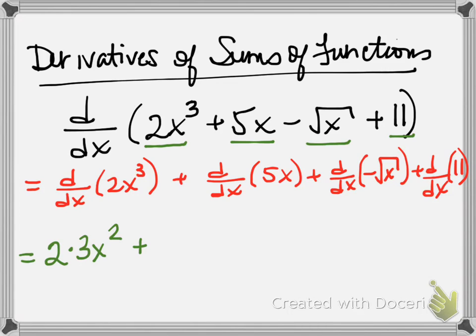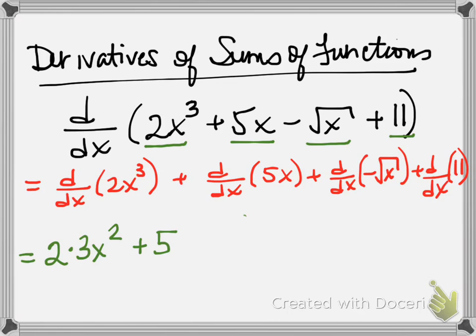plus the derivative of 5x. You can either think of the derivative of 5x as the derivative of a linear function, so we just take the slope, or you can think of it as 5 times the derivative of x, which is 1, with the exponent being 1, times x to the 1 minus 1, or x to the 0, which is 1. So in any case, this part is just a 5.